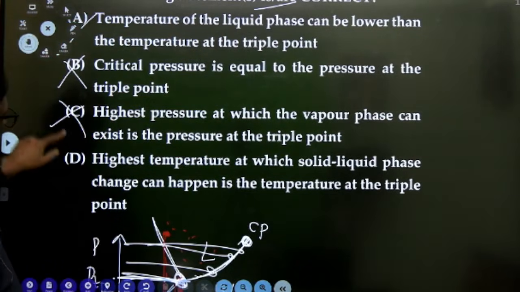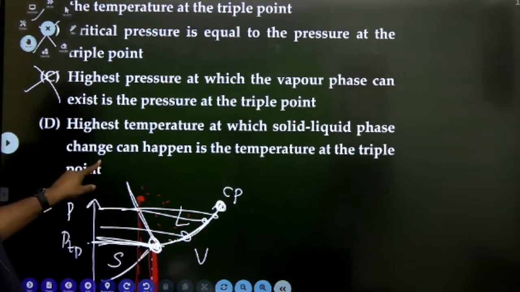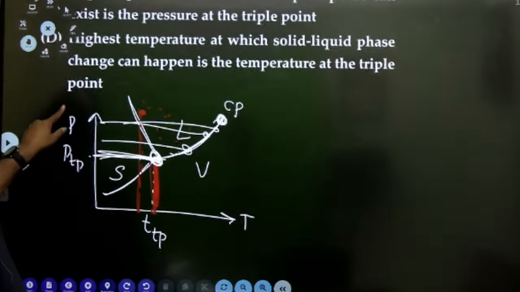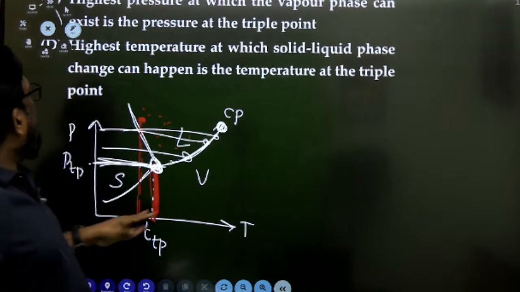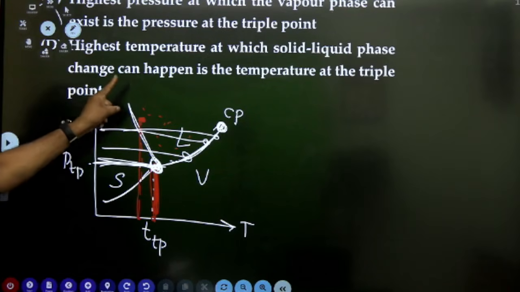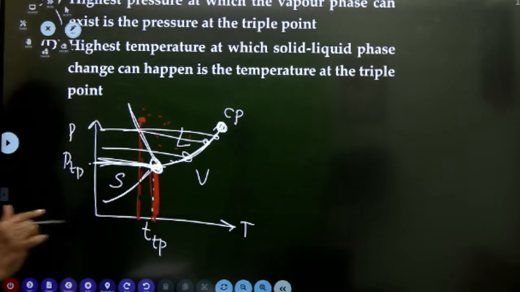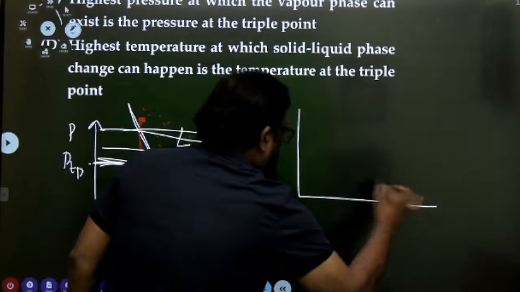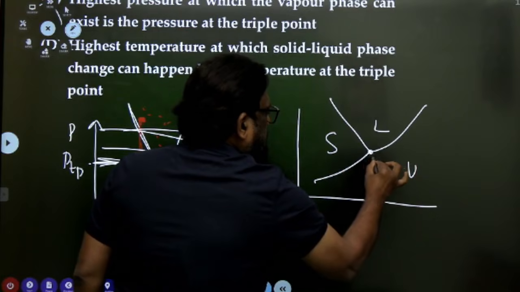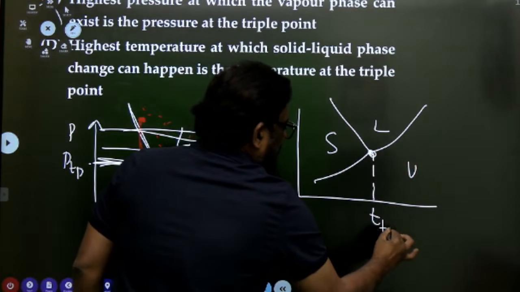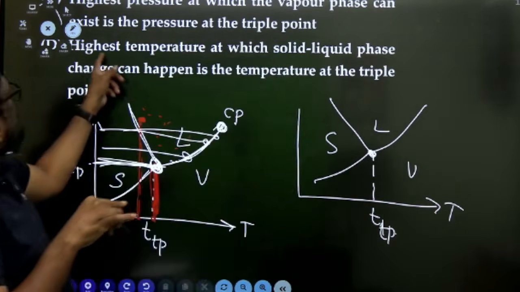नेक्स्ट. The highest temperature at which solid liquid phase change can happen is the temperature at triple point. क्या बोला है? सॉलिड लिक्विड. देखो देखो एक सेकेंड. दोस्तों इधर देखो. This is the triple point temperature. What he is talking about is temperature. So horizontal axis पे जाना. He is talking about the temperature.